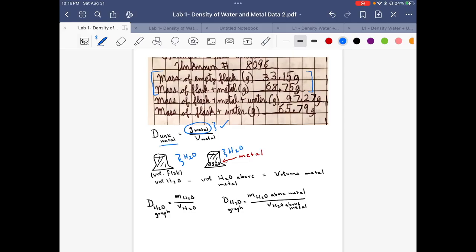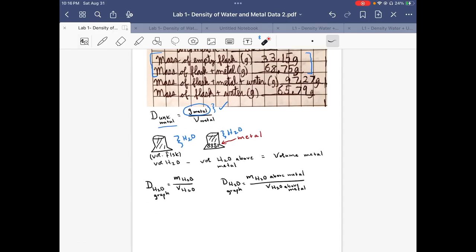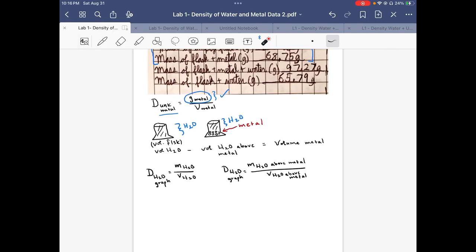What's a little more difficult though is actually finding the volume of the metal. So when we look at that, we have to look at two pieces. We have to look at what is the actual volume that the water ends up filling in the flask. And then we have to look at how much volume is there to the water filling it above the metal. And if we subtract those two, if we can find out what they are, then that's going to give us the volume of the metal.